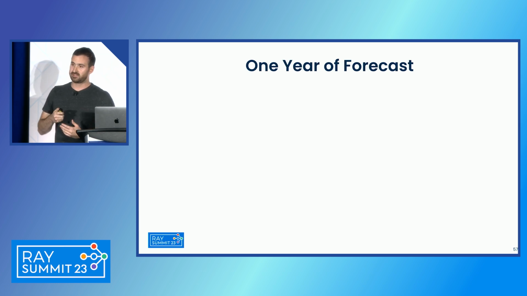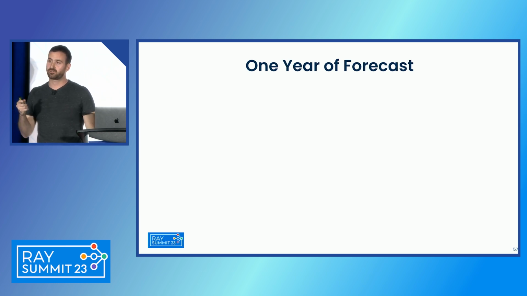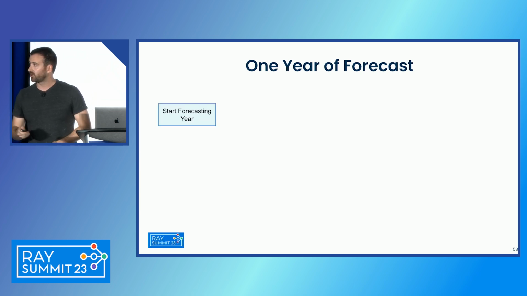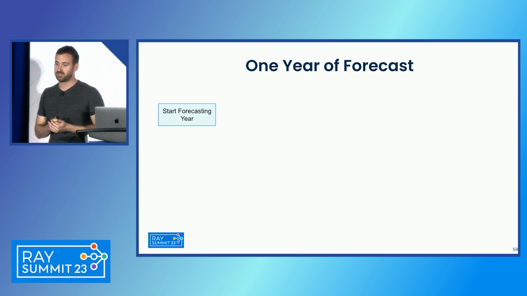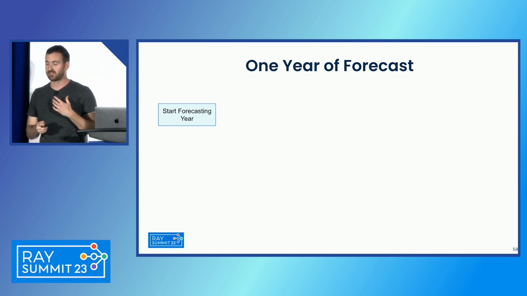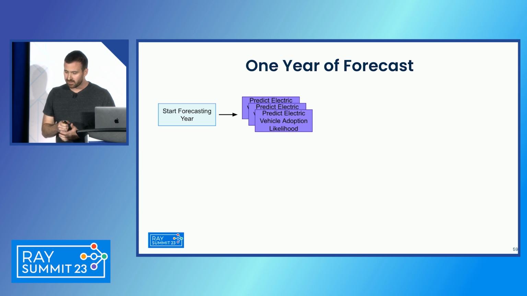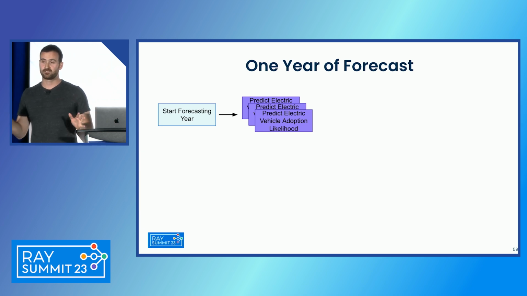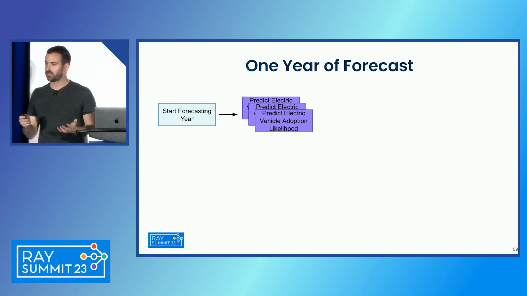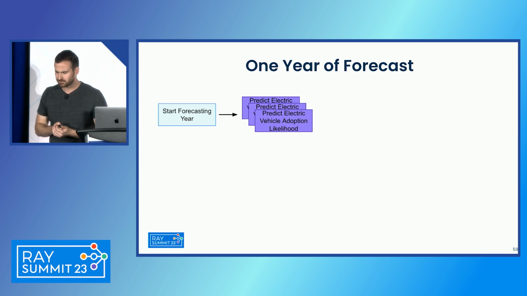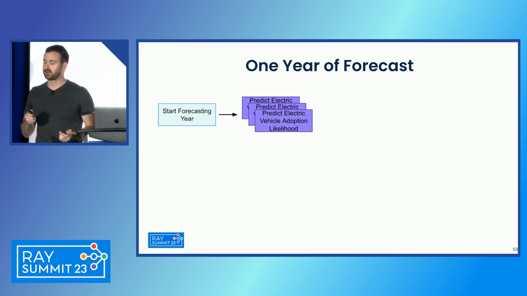To show how these actors work together, I'll walk through what 1 year of our forecast workflow looks like. So we'll start off with the forecast manager triggering the start of forecasting a particular year. Then we'll fan out to all the batch forecaster actors. In this case, these will predict the electric vehicle adoption likelihood for all the buildings they're responsible for. Those predictions will all happen in parallel.